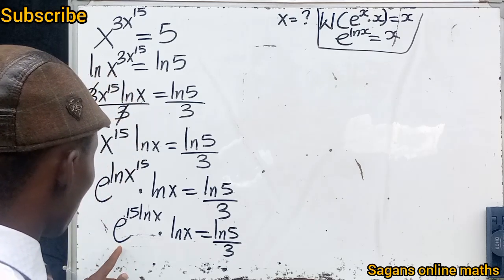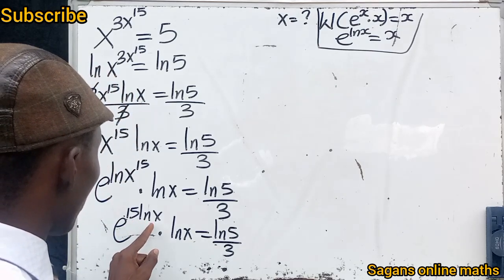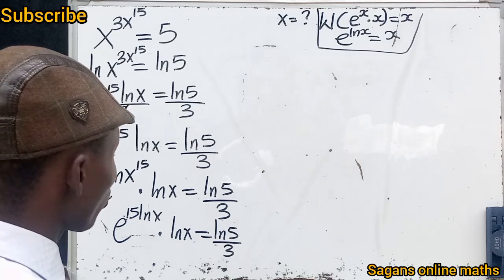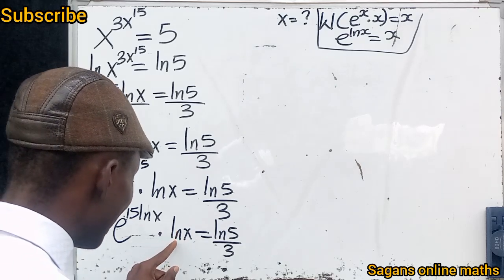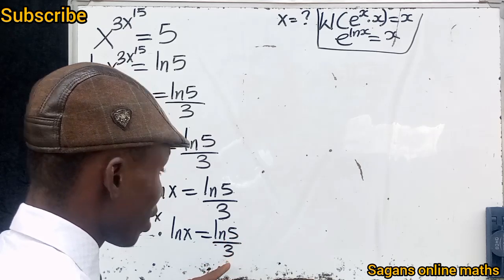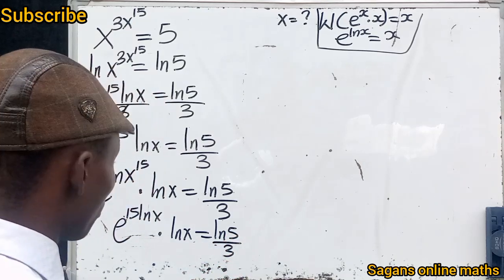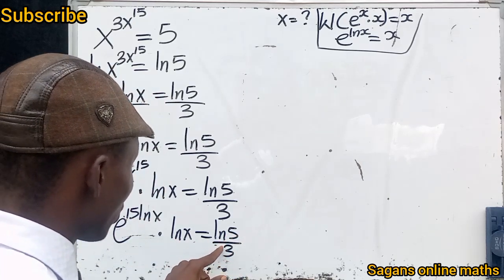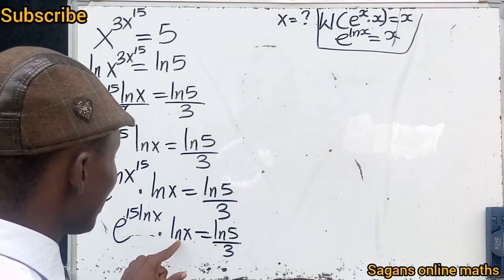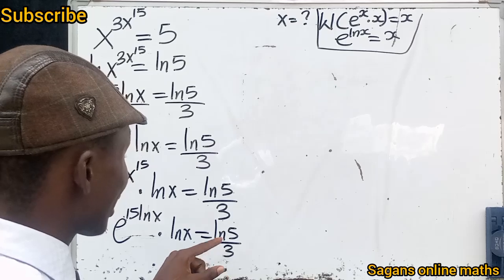Now we're having e raised to the power of 15 ln s multiplied by ln s equals ln 5 divided by 3. Now I want to multiply both this ln s and this ln 5 divided by 3 by 15. Why am I doing so? You can see that I'm having 15 here, so I will send this 15 to multiply by this and also multiply by this, so that it can be equal.